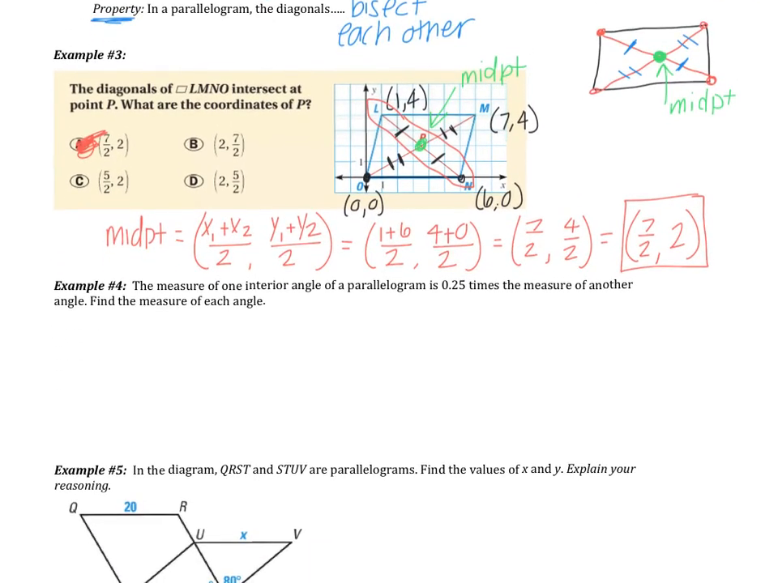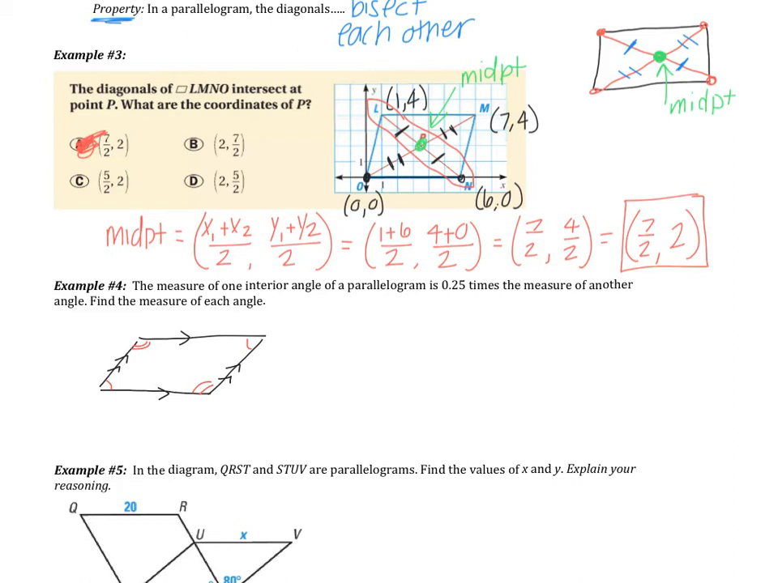Example 4. The measure of one interior angle of a parallelogram is 0.25 times the measure of another angle. Find the measures of each angle. My first idea, draw a picture. So it is a parallelogram, which means it has 4 sides. Opposite sides are parallel. Opposite sides are congruent, and opposite angles are congruent. That's important to know because this angle has to be the same as the top right, and this top left has to be the same as the bottom right.